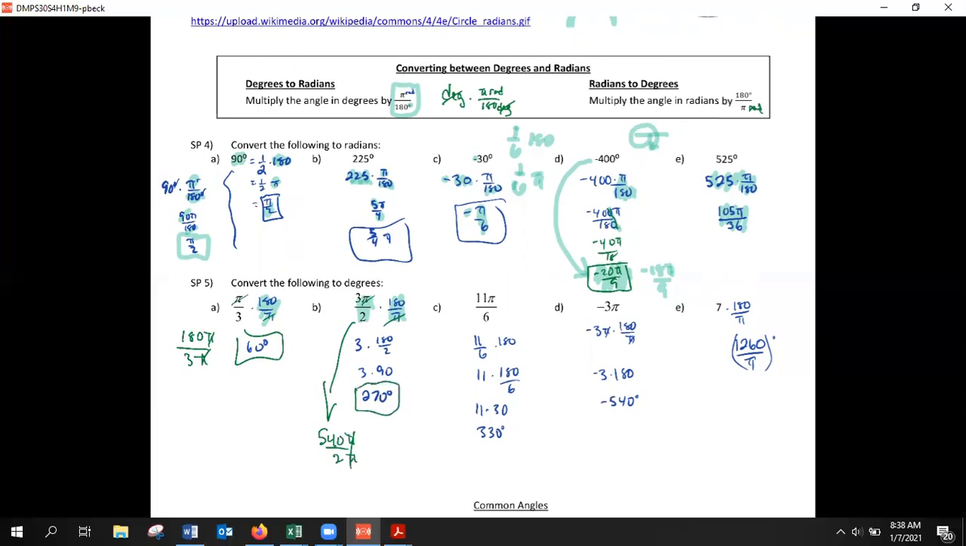I've taken this to a little bit more. I said clunky. Hopefully, it wasn't insulting. It was more of, that's the official, straightforward way. Hey, if you have nothing better to do, such as problem letter E, 7 times 180 over pi gives us this fraction.